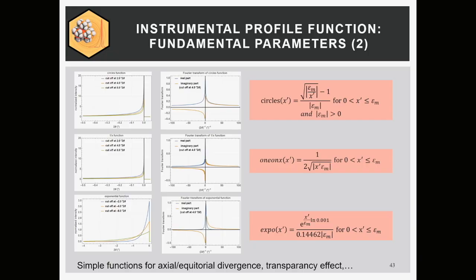Other functions which are used, for example, in Topas, are relatively simple functions, which interestingly, when you Fourier transform, become quite complex. I did not put the formulas here, they get really complex. But again, in Fourier space, it's just a product. So this is a circle function to describe the symmetry, the usual axial divergence, a 1 over x function for the other divergence, then an exponential function for transparency effects.